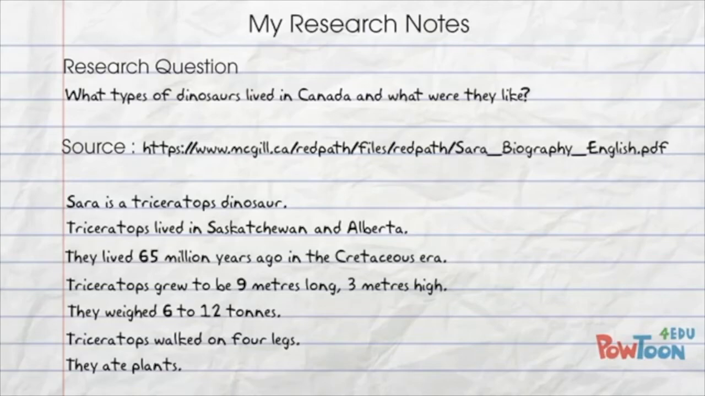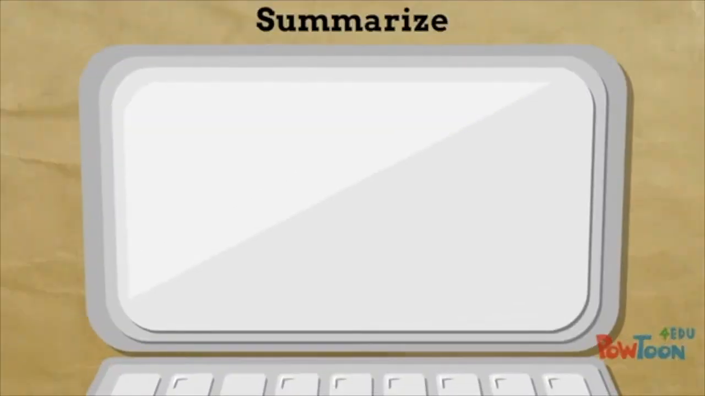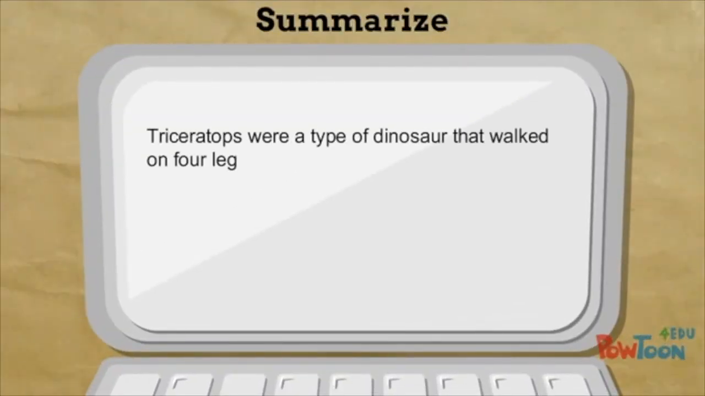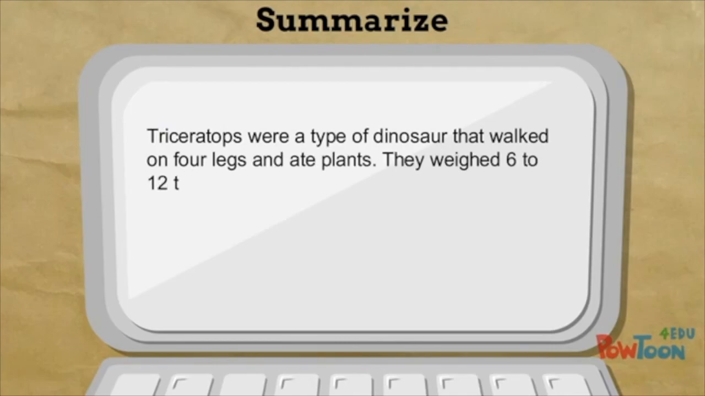For example, here are the notes we took from our source. Sarah is a Triceratops dinosaur. Triceratops lived in Saskatchewan and Alberta. They lived 65 million years ago in the Cretaceous era. Triceratops grew to be 9 meters long, 3 meters high. They weighed 6 to 12 tons. Triceratops walked on four legs, they ate plants. To summarize, we could simply write, Triceratops were a type of dinosaur that walked on four legs and ate plants. They weighed 6 to 12 tons and were found in Alberta and Saskatchewan.